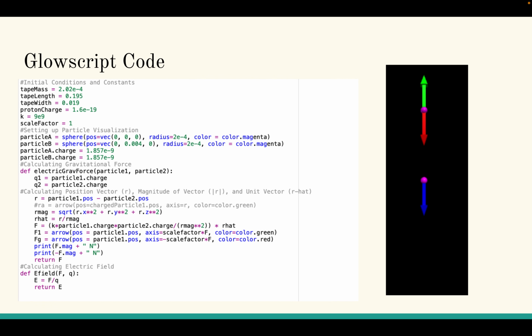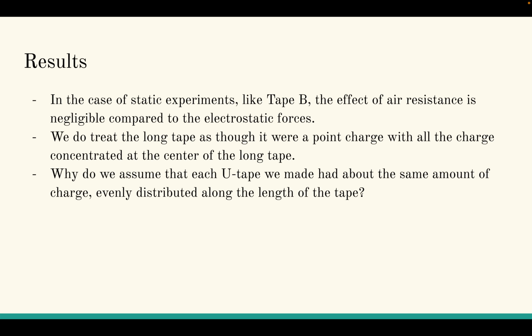In the case of static experiments like tape B, the effective air resistance is negligible compared to the electrostatic forces. Additionally, we do treat the long tape as though it were a point charge with all the charge concentrated at the center of the long tape. In other words, if the charge is uniformly distributed along the tape, the electric field at a point outside the tape can be approximately equal to the field produced if the entire charge were concentrated at the center.